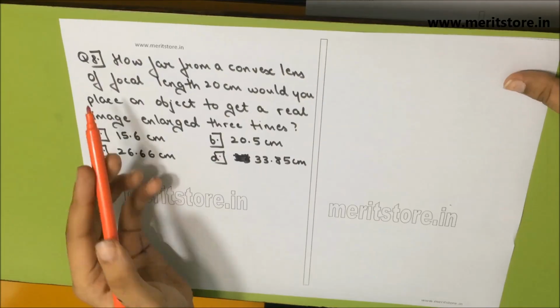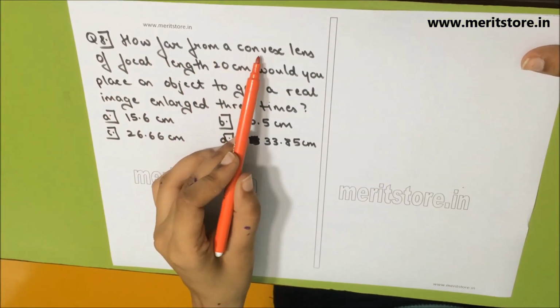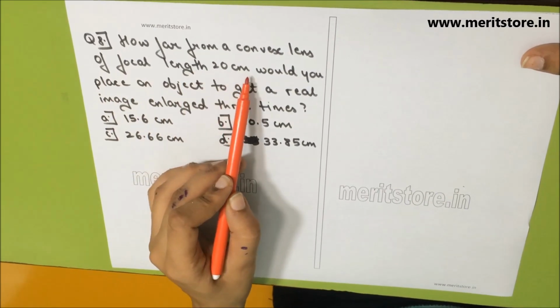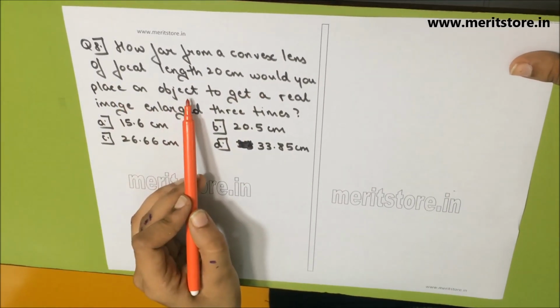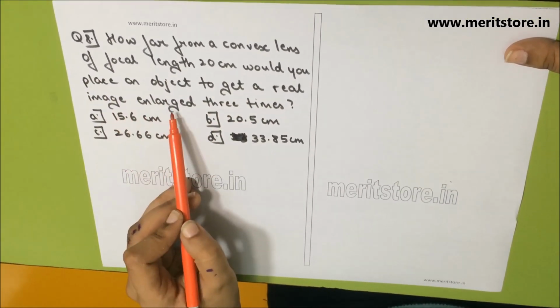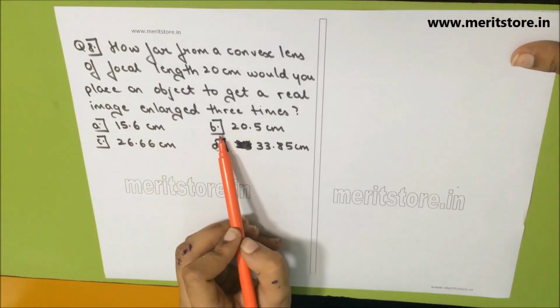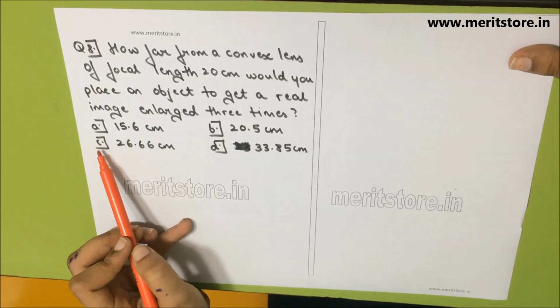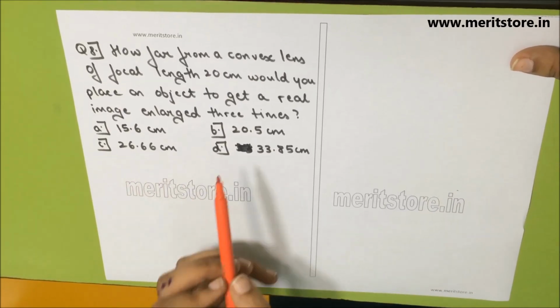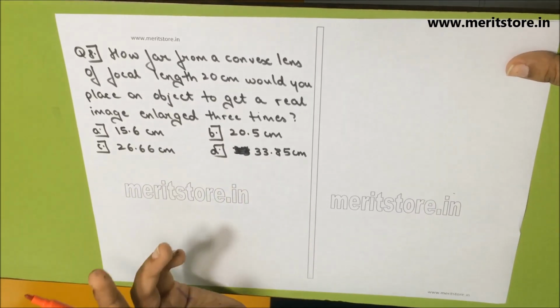So C. Question 8. How far from a convex lens of focal length 20 centimeter will you place an object to get a real image enlarged 3 times? A 15.6, B 20.5, C 26.66, D 33.85.